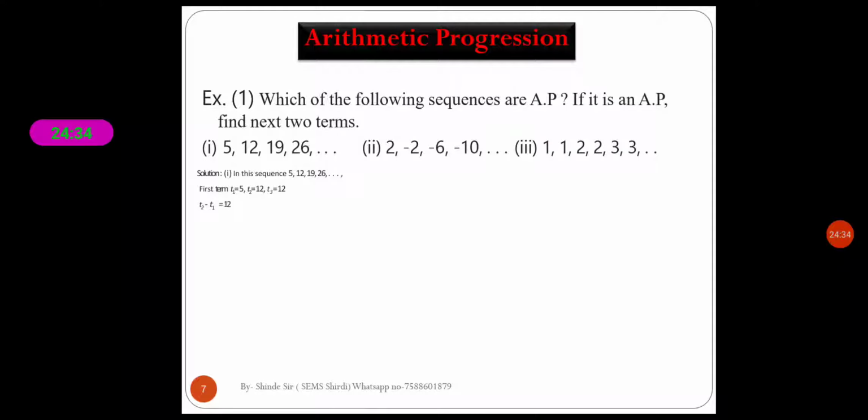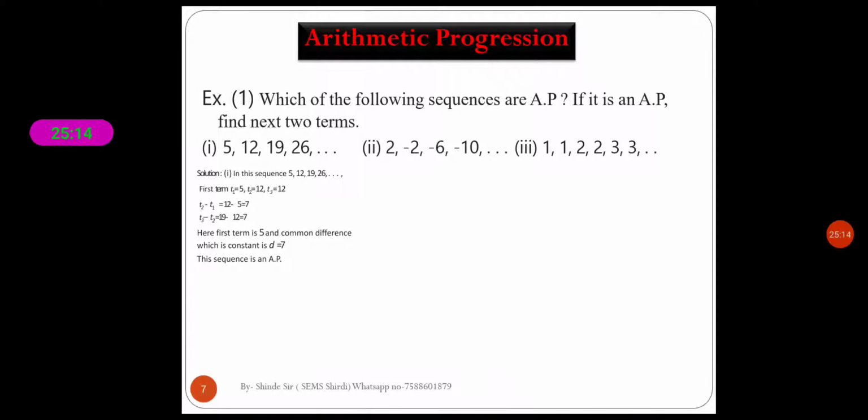Now here T2 minus T1, 12 minus 5, is 7. T3 minus T2, 19 minus 12, is 7. Means here the difference between two consecutive terms is constant. That's why here the first term is 5 and the common difference, which is constant, is d equal to 7. Therefore the given sequence is an AP.